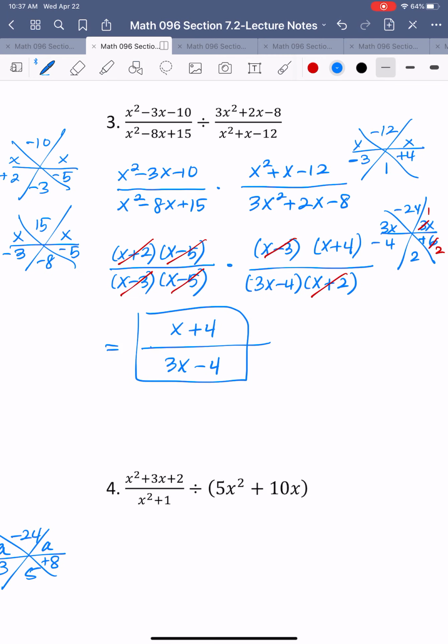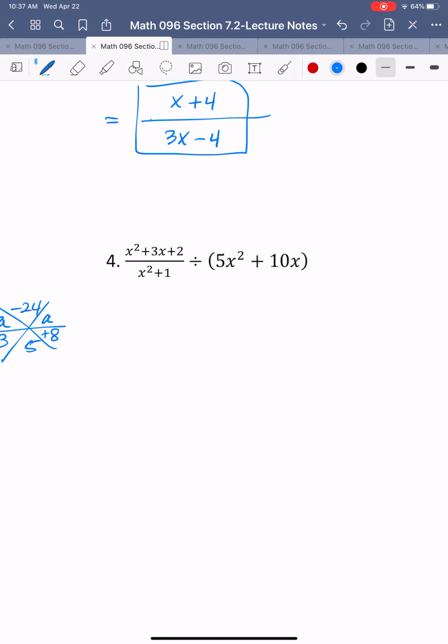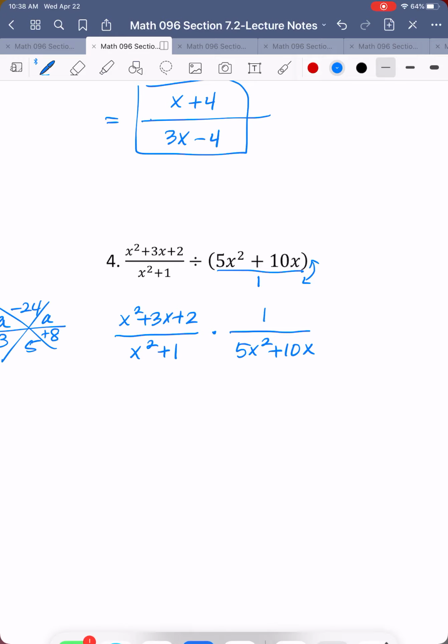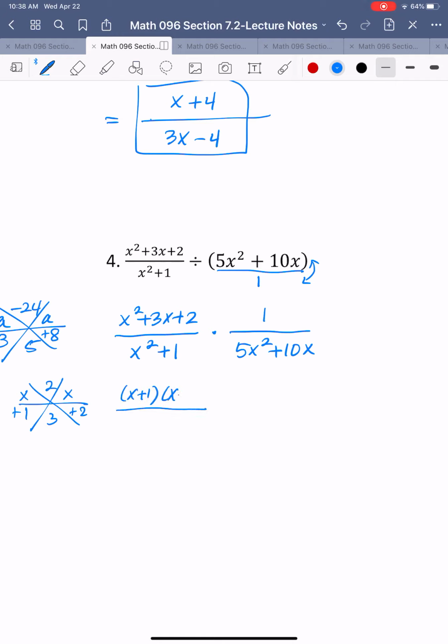All right, the last one, number 4. So number 4, you change to fraction form. So x squared plus 3x plus 2 over x squared plus 1, times, now flip it, 1 over 5x squared plus 10x. So now factor. I'm factoring the x squared plus 3x plus 2, which is X factor, 2, 3, x, and 1 and 2 only. The 2 has only 2 factors. So you get x plus 1 times x plus 2.